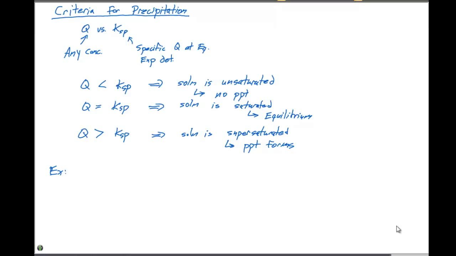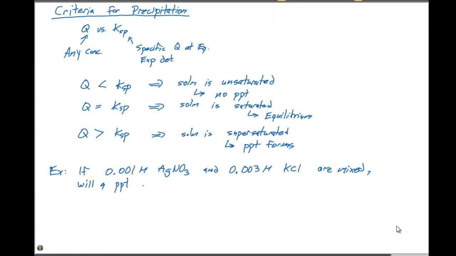And we can say that if 0.001 molar silver nitrate, which is AgNO3, and 0.003 molar potassium chloride, which is KCl, are mixed, will a precipitate form? So here's the question we want to ask ourselves, and we're going to use an approximation here, and we're going to assume that the concentration of these ions stay the way that they do.